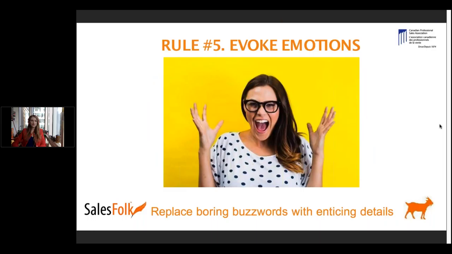So rule number 5 is to evoke emotions. This is how you make your emails not boring. The solution is to replace boring buzzwords and jargon with enticing and interesting details.